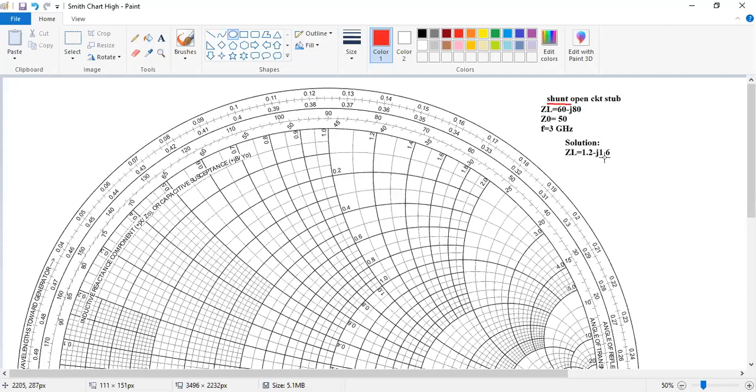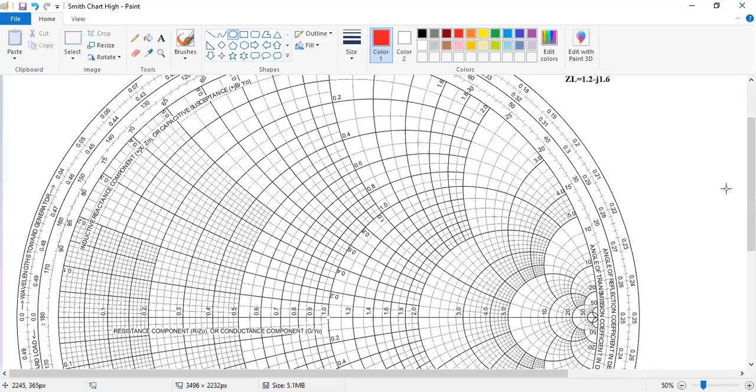Now suppose you have roll number 12. So for roll number 12 it is 1.2 minus J 1.6. The 1.6 will remain the same for roll numbers till 35; only their real part will get changed. And from 36 onward, their imaginary part will get changed. So do that, and if you face any problem, let me know. Is it clear to all?